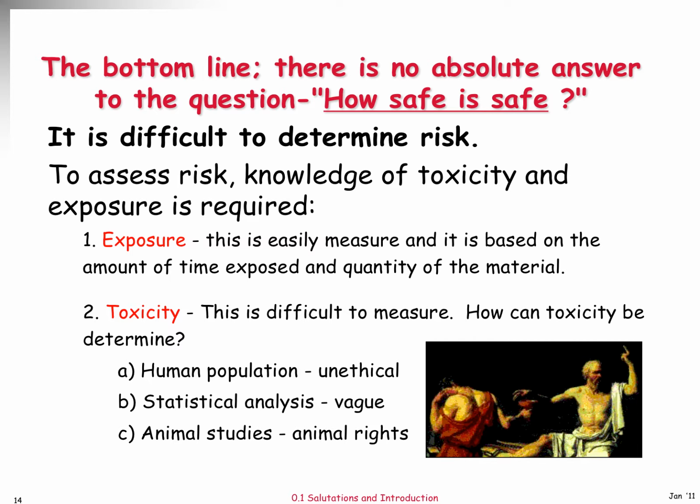So the bottom line is there is no absolute answer to the question, how safe is safe. It is difficult to determine risk. To assess risk, knowledge of toxicity and exposure is required. Exposure is easily measured, and it's based on the amount of time exposed and the quantity of the material. Toxicity is difficult to measure. How can toxicity be determined?